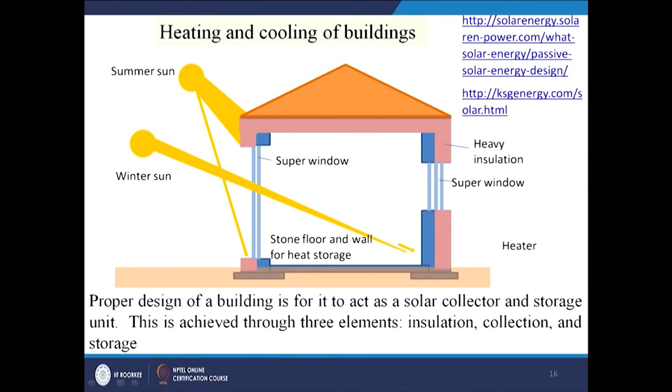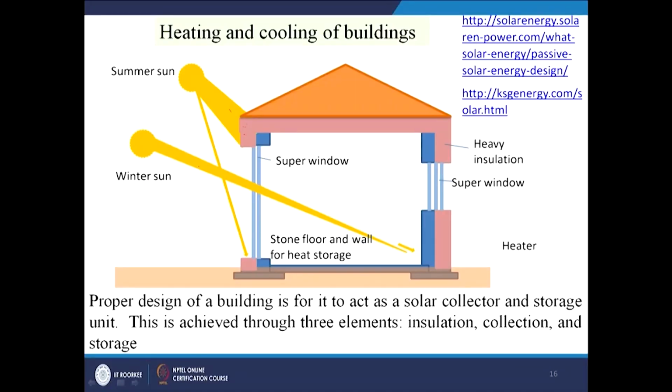If we see that during summer the sun will be at a relatively higher elevation, and it will come to the top part of the roof. If some part of the roof is extended, then the summer sun can be arrested and will not be allowed to come into the house. To some extent we can manage this, but in winter the sunlight can come through the windows.